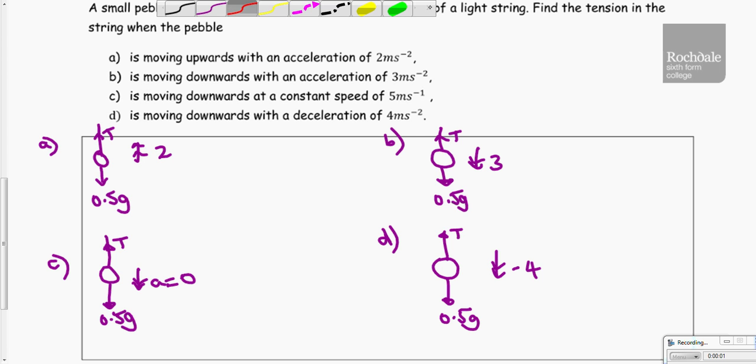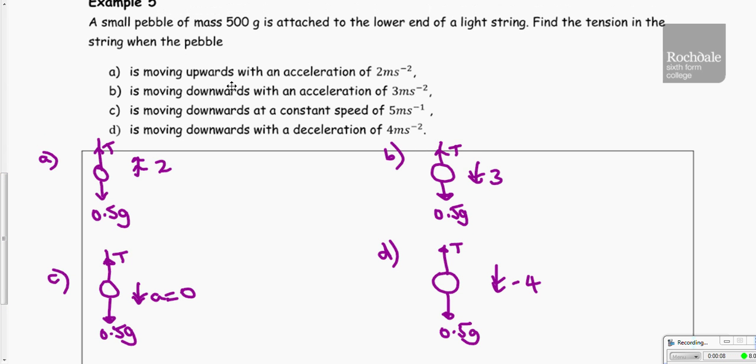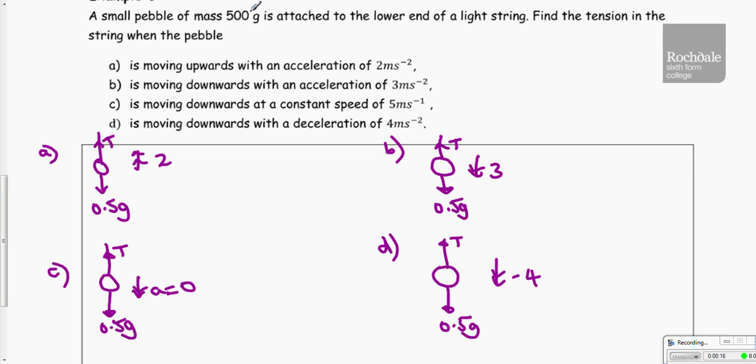M1 Dynamics, example 5. We've got a situation here where we've got a small pebble attached to the end of a string, and we've got to find the tension in the string under various circumstances. The first thing to notice is that the particle weighs 500 grams. Now you've got to remember that the mass is measured in kilograms. So 500 grams is half a kilogram. So the mass is 0.5.